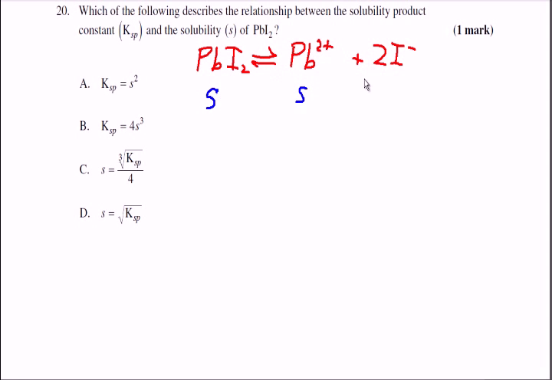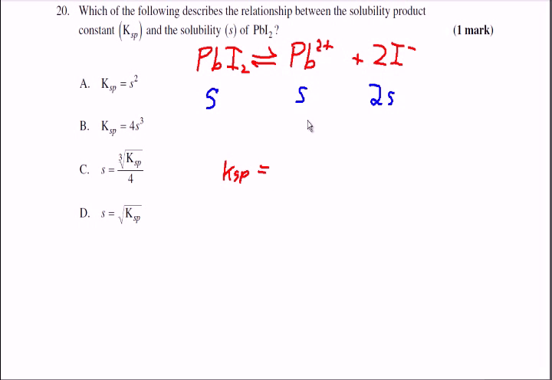Now this one is a 1-to-2 ratio right here, so this is actually going to be twice the concentration of this one. So this is going to be 2S. Okay, and that is the relationship between the concentration of PbI2 to the concentrations of Pb and 2I, right? S, 2S relationship. But the question is asking, what is the relationship between S and Ksp? So let's write a Ksp formula.